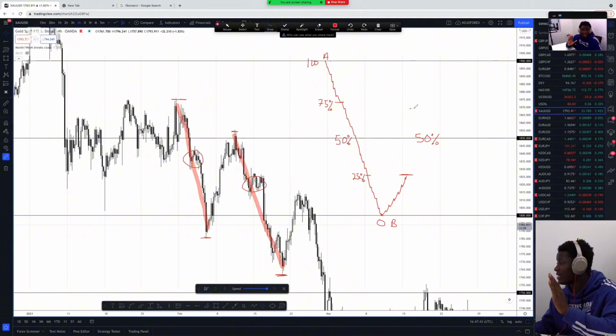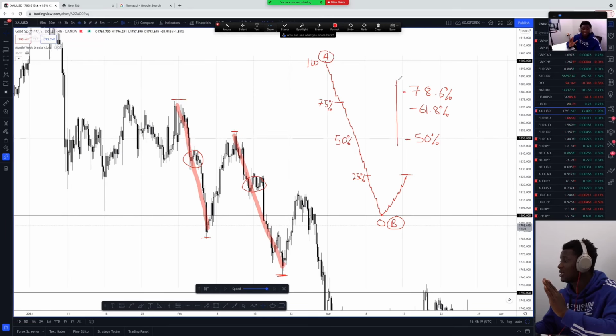the 61.8%, and the 78.6 retracement values. So what this means is that once we have had a swing point from point A to point B, and then the market is pulling back in the opposite direction, I suspect this market to respect one of these. It could be any one of them, but it should fall in between the 50, 61.8 and the 78.6 bracket before a continuation in the opposite direction.